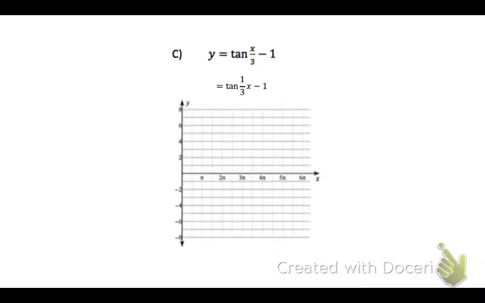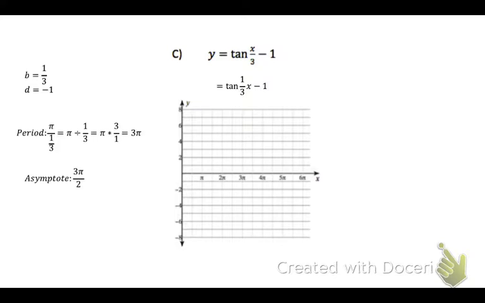I'm going to always rewrite that as tangent of 1/3 x minus 1. So my b is 1/3, my d is -1. So my period is pi divided by b, which is pi divided by 1/3. You can flip that fraction. That's pi times 3/1, which is 3 pi. So my asymptote is 3 pi divided by 2.